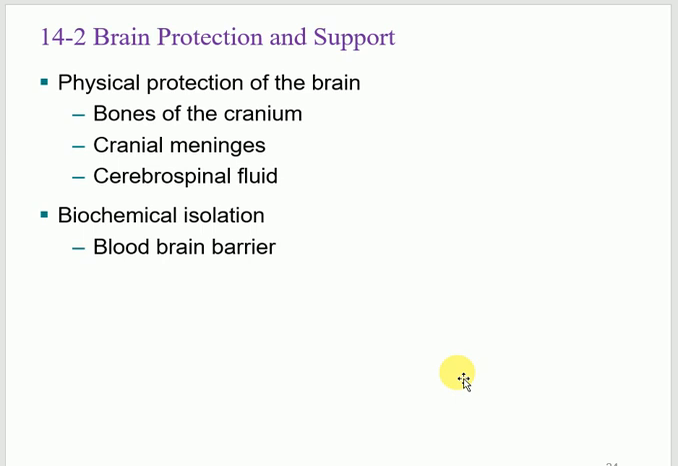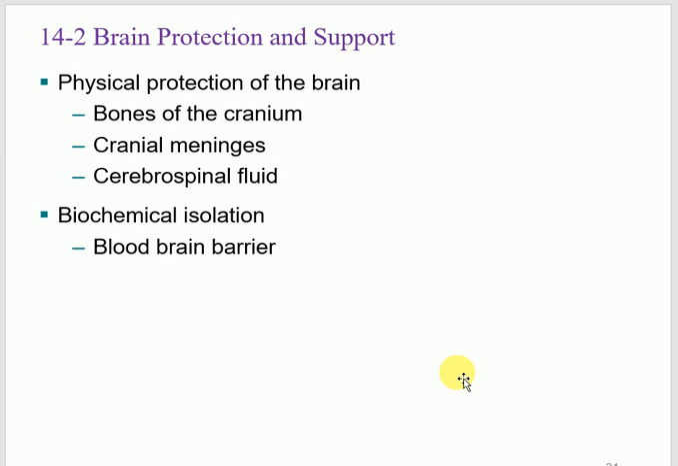And what's the significance or importance of the pia? What runs on its surface? Blood vessels, yes. And what's the significance of the epidural space? Fat for anesthesia, yes. You guys should remember this. Now this is a physical protection.